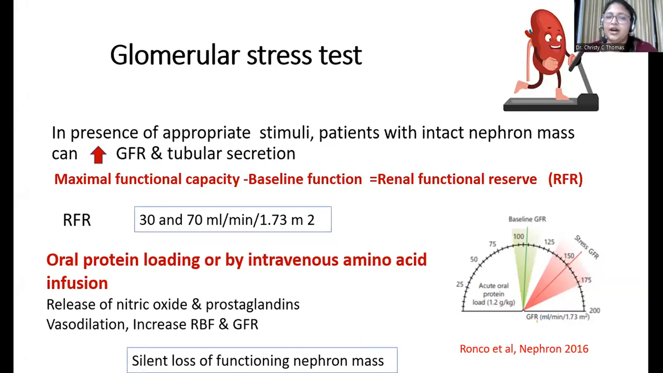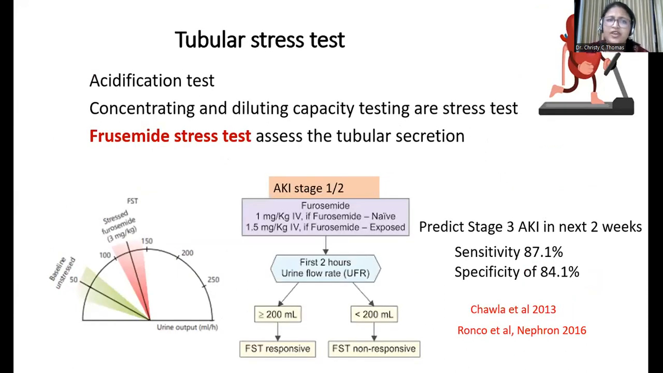The stimuli applied are oral protein loading or intravenous amino acid infusion. After this stimulus, there is release of nitric oxide and prostaglandin, leading to vasodilatation, increase in renal blood flow, and increase in GFR. A fall in renal functional reserve indicates that there is silent loss of functioning nephron mass. Now we have the tubular stress tests: the acidification test, concentrating capacity, and diluting capacity tests are all tubular stress tests. But the classical stress test that we describe is the furosemide stress test.